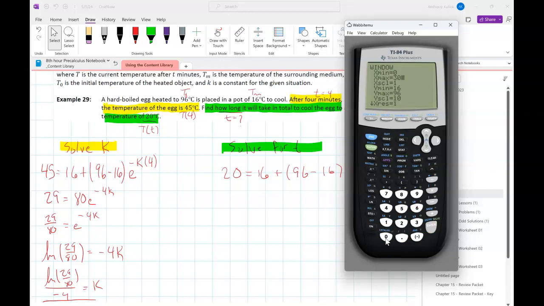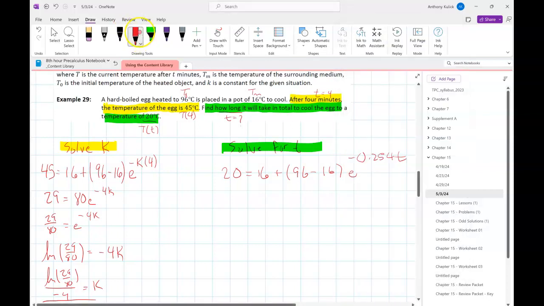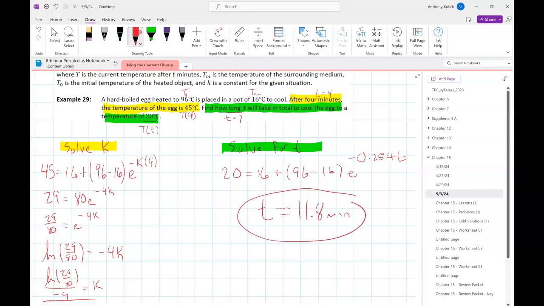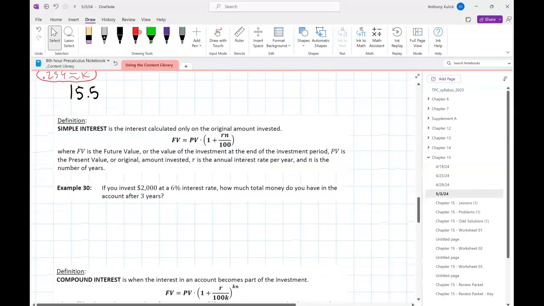Anybody ever cook hard-boiled eggs? Takes them a minute to cool down in that cold water. If you put them in your refrigerator, some people do that. But here we go. There's my intersection right there. That's what I'm looking for. Second trace, intersect command, enter, enter, enter. You get about 11.8. Feel good? Okay. That's it for 15.4.